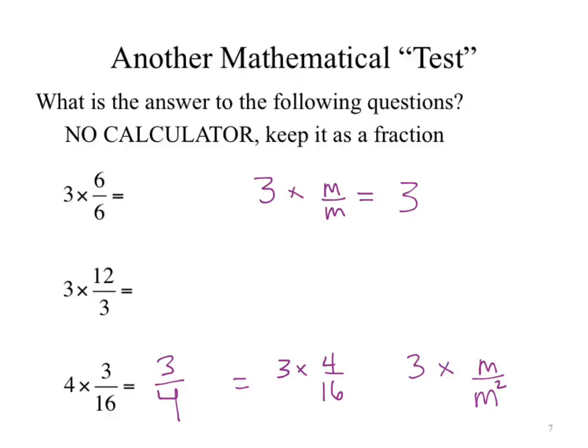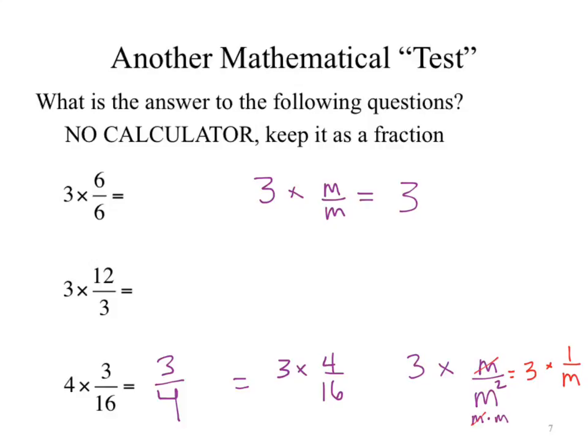Well, what goes on with this? Same thing as we did with the 16. We can say that m squared is the same as saying m times m. We can cancel one of our m's, and our answer becomes 3 times, what do I include after it? 1 over m. Why is it not just m?